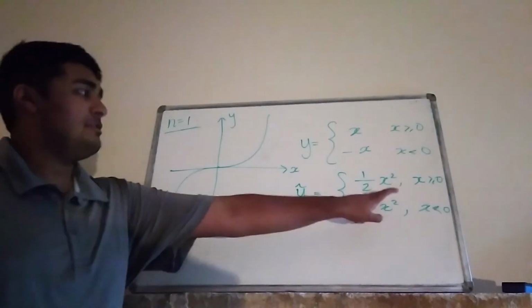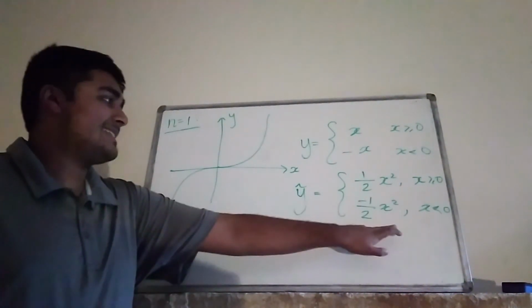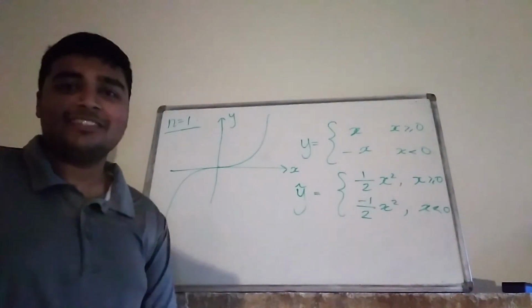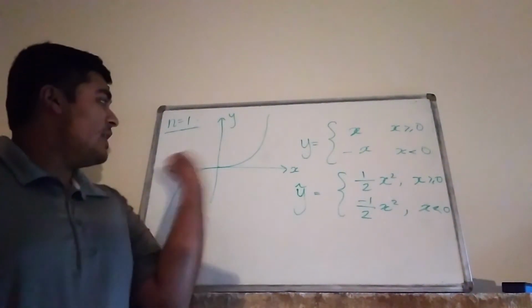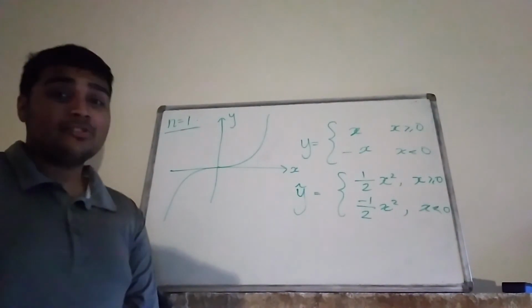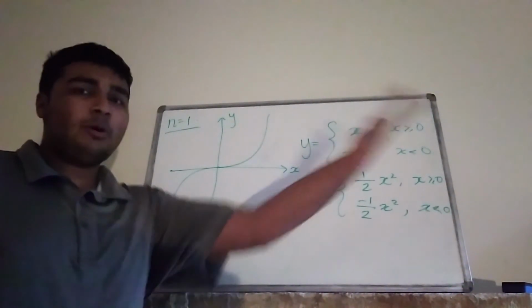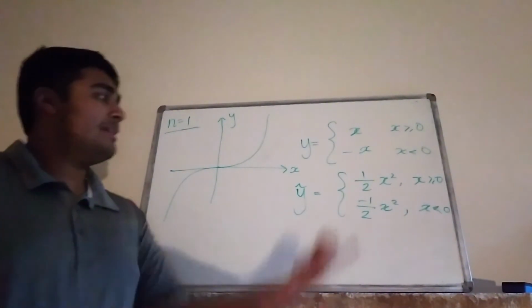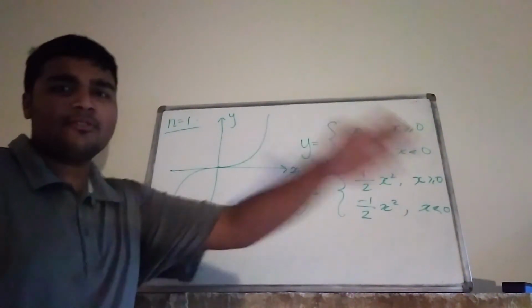Well, it's clearly differentiable for x positive and x negative, because x squared and minus x squared are nice and differentiable functions. We only need to check that it's differentiable at the origin. So we've got to check, as x is positive and getting closer and closer to 0, does y tilde approach the same limit as when we look at x negative approaching 0.